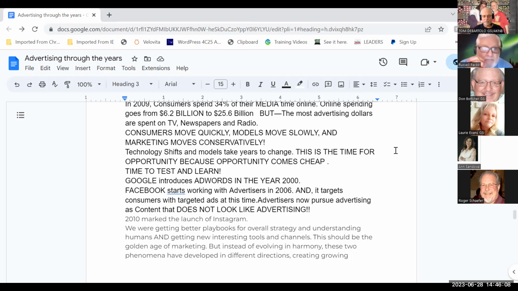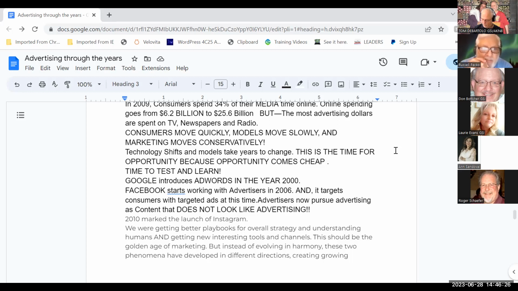This is where your PBS comes in. This is a time to test and learn. Rory's doing that every day. Google introduced AdWords in the year 2000. That was 23 years ago, folks.